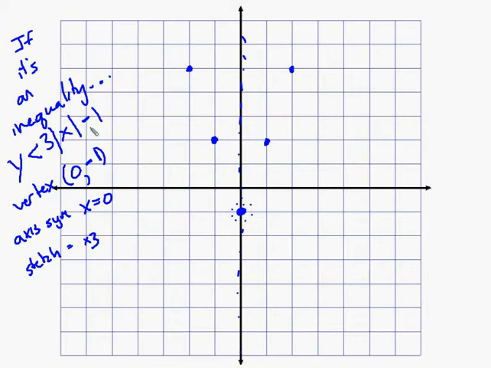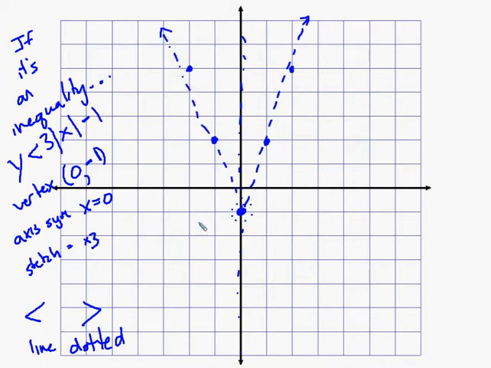Alright, so now I need to be careful. If I have a less than or a greater than, my line is dotted because I cannot equal that. So this is going to be a dotted line, so I dot this. And I dot this. And hopefully I actually go through my points. Okay, now I've dotted my line.